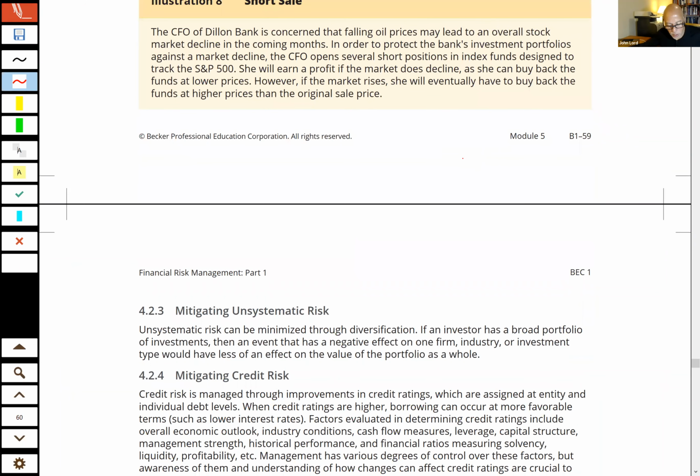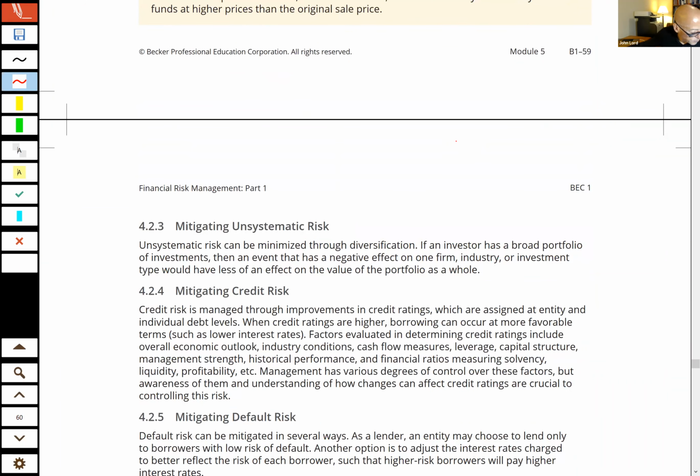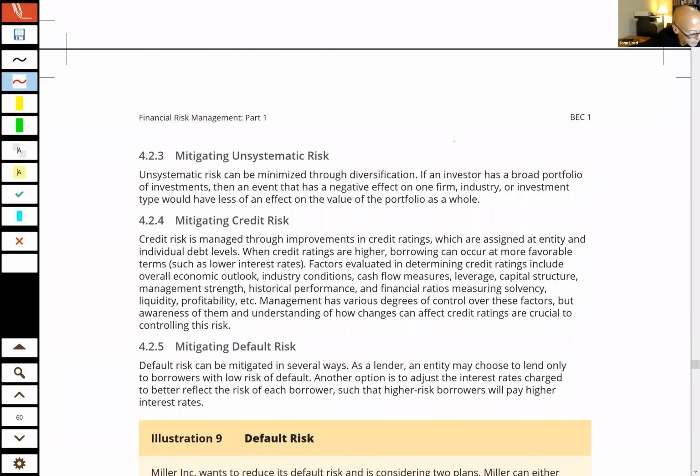Okay, good. Coming over and taking a look at mitigating credit risk.